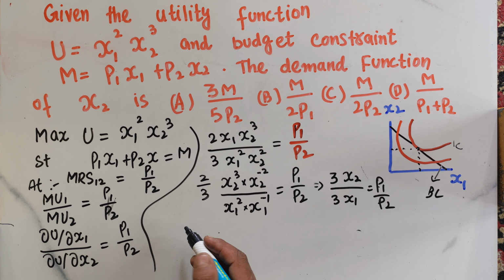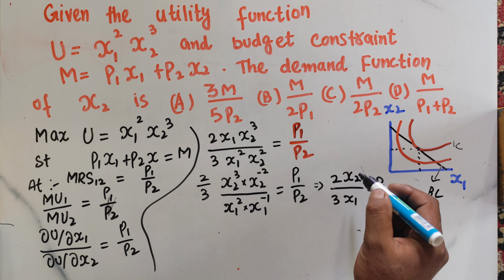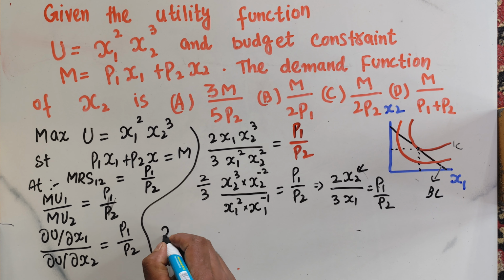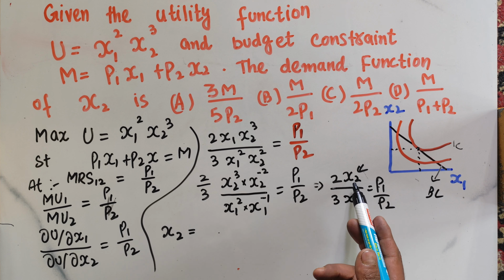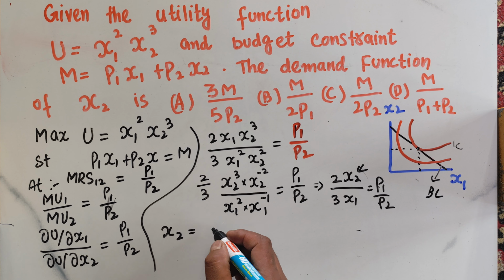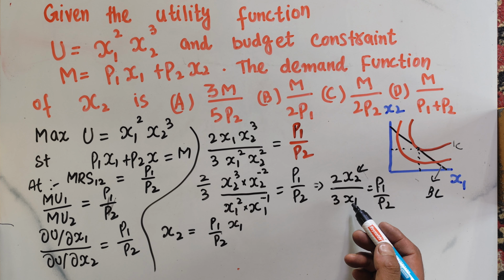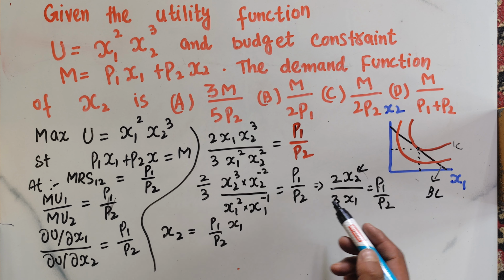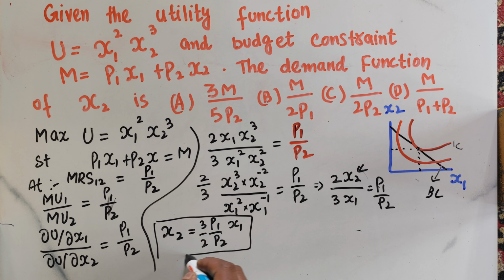Solving further, we have 2 upon 3. Let us solve it for x2. So x2 will be equal to P1 upon P2 times x1, since if I transpose x1 it gets multiplied, and if I transpose 2 upon 3, it becomes 3 upon 2. Now what we need to do is plug this value of x2 into the budget constraint.